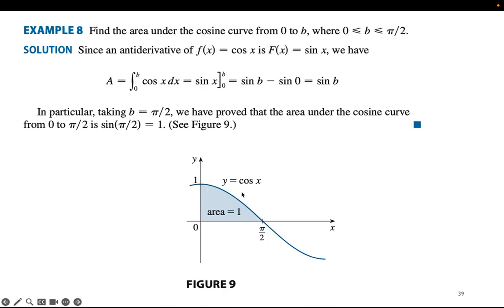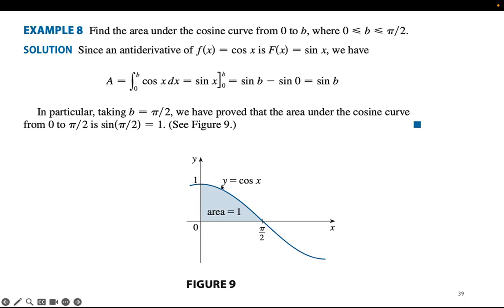Notice that one antiderivative of cosine is sine. So all I have to do is plug in the endpoints: plug in pi over 2, plug in 0, and subtract. Sine of 0 is 0. B, in this case, is pi over 2. Sine of pi over 2 is just 1.